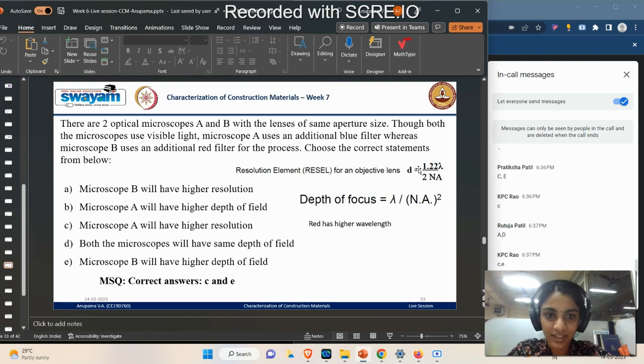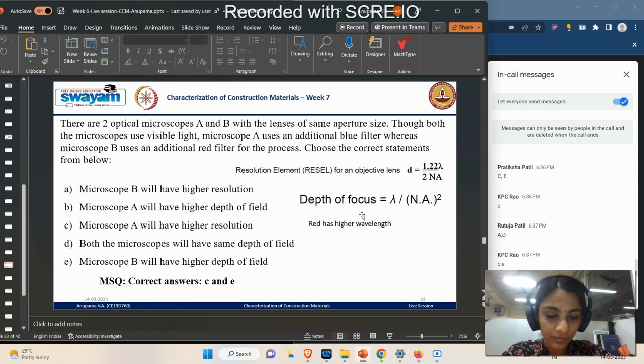I don't know whether I should explain again. So this resolution, this is D. For higher resolution, we want minimum D. Remember, D has to be minimum. So for D to be minimum, we want lesser lambda. Out of red and blue, blue has lesser lambda or wavelength than red. So whichever microscope is using blue light will be having a minimum D and hence a higher resolution. So definitely microscope A will have a higher resolution.